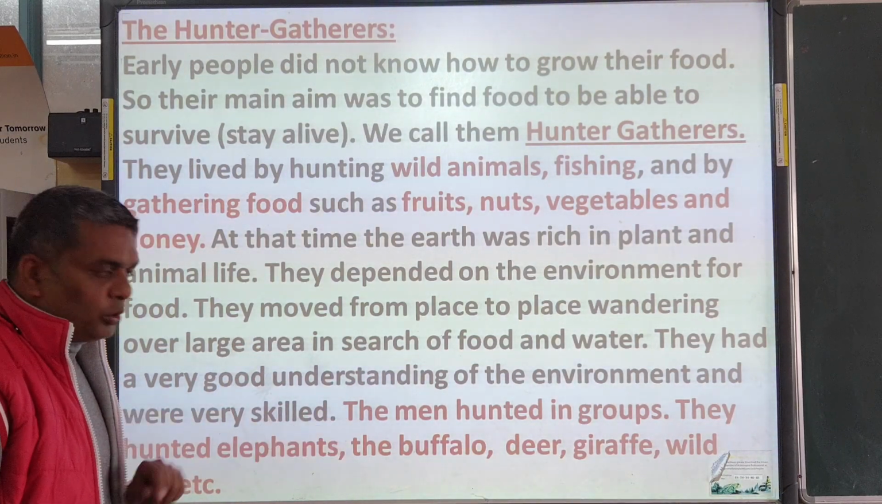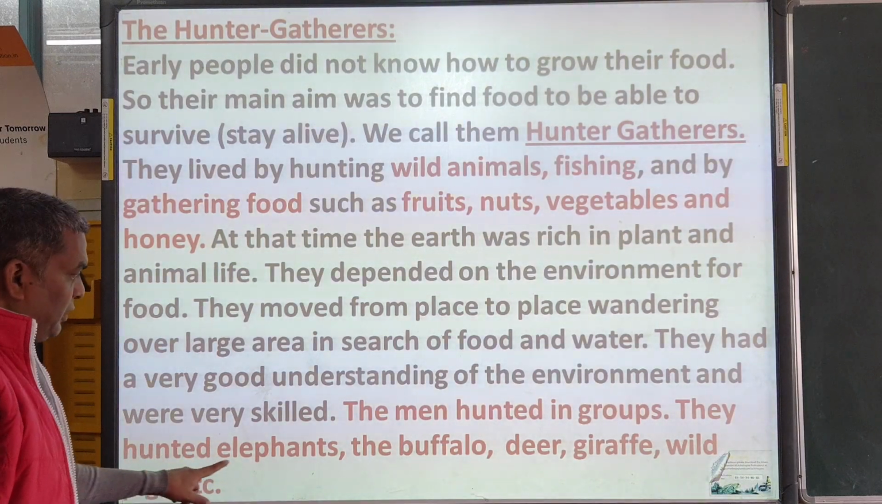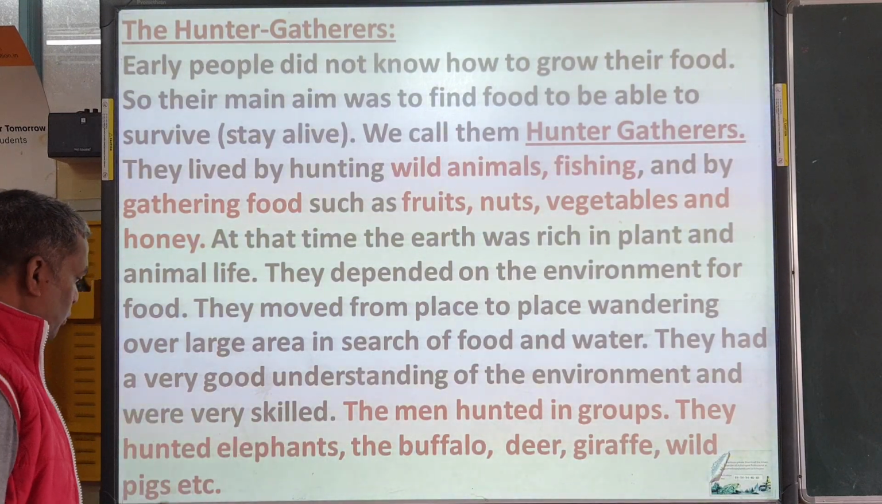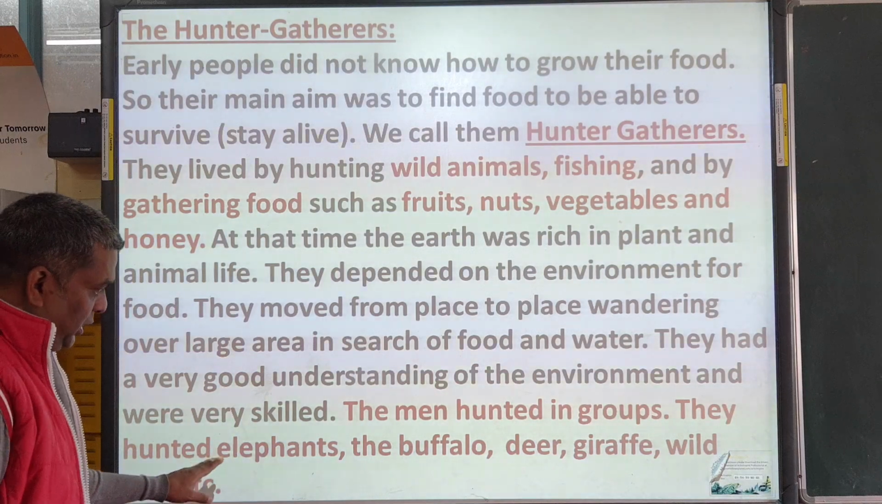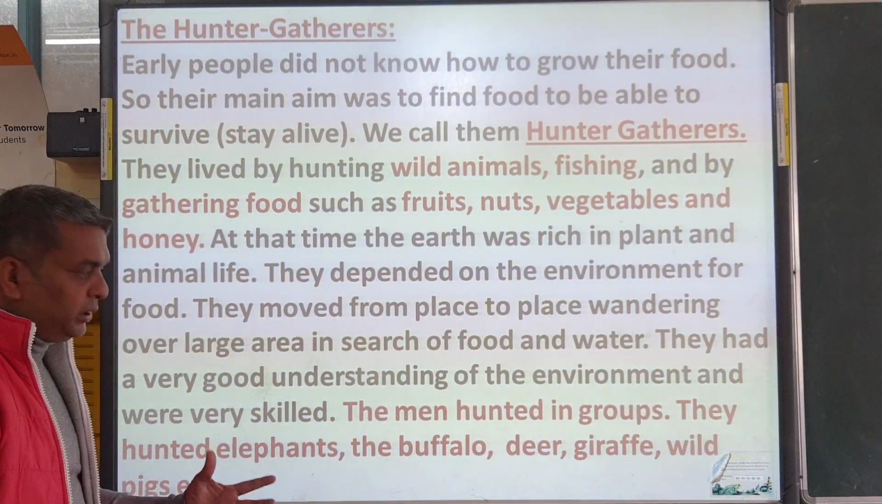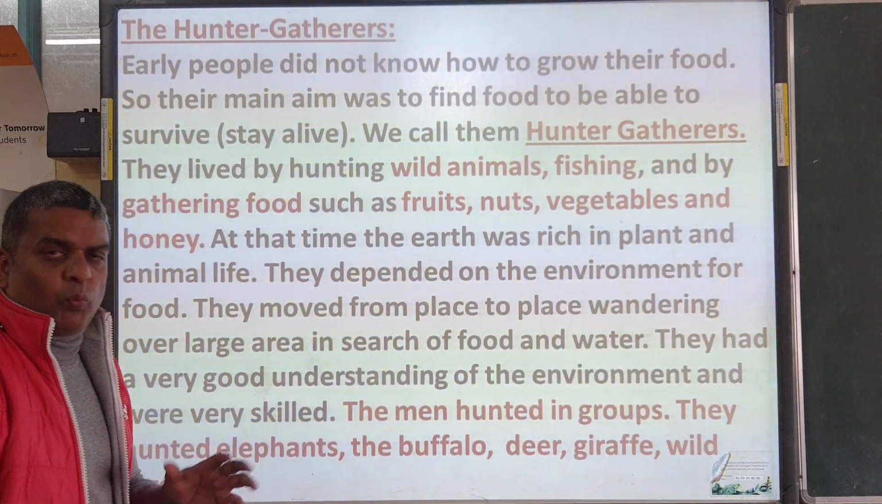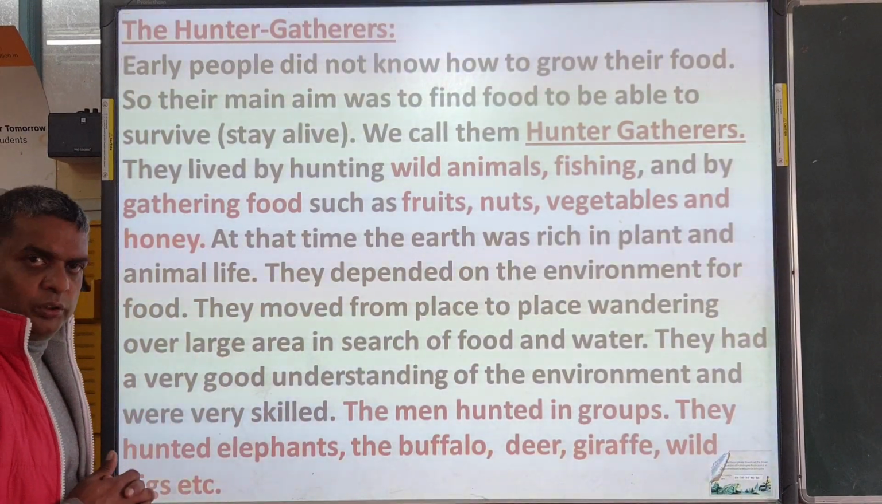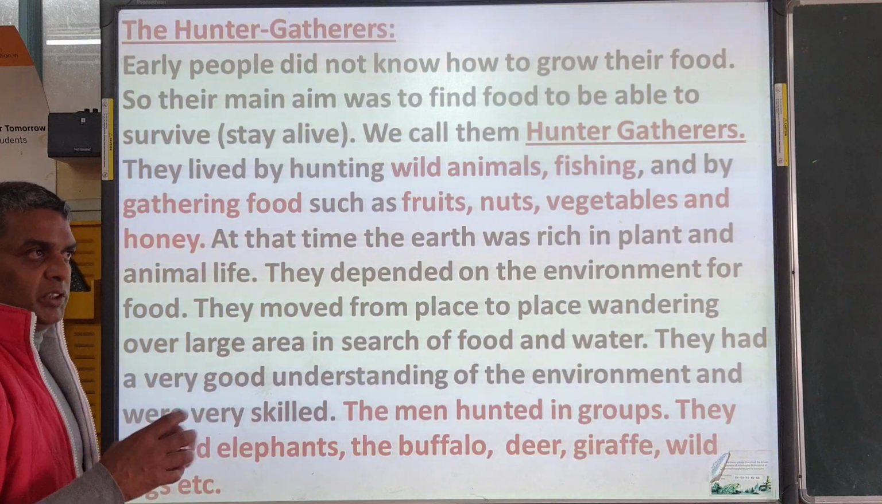The men hunted in groups. They hunted elephants, buffaloes, deer, giraffe, and wild pigs. So what did they hunt? Elephants, buffaloes, deer, giraffe, wild pigs. And how did they hunt? They hunted in groups. Now why did they hunt in groups? That's also a reason: one person alone cannot hunt these animals.